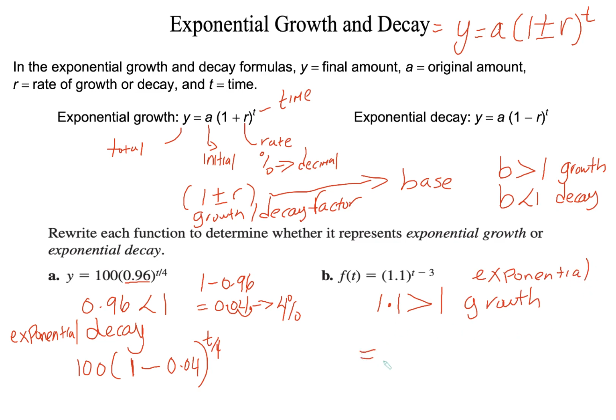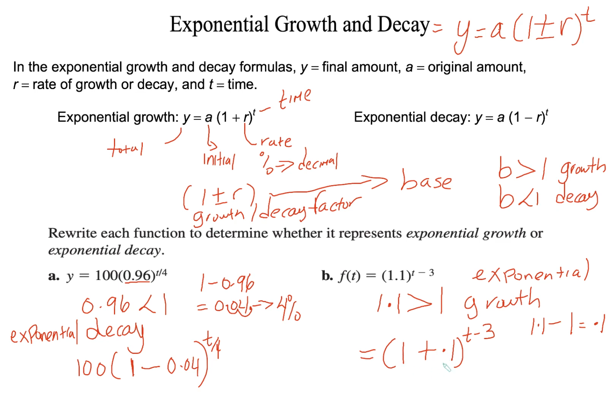Again, if I want to rewrite this like the standard formula, it would be 1 plus, and I have to figure out what was added. To do that, I'm going to take 1.1 and subtract 1 from it. That gives me a value of 0.1. So 1 plus 0.1 raised to the t minus 3 gives us our growth factor in the expanded form.